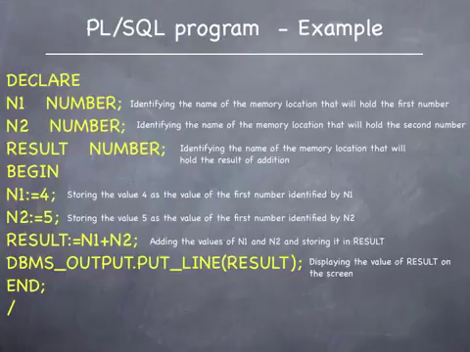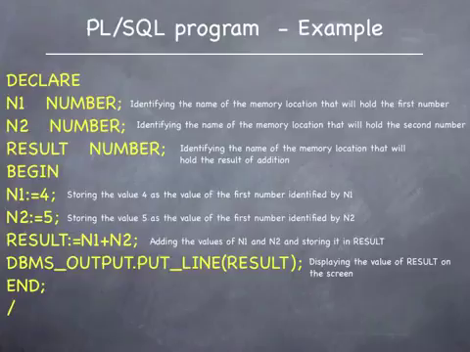The first statement, N1 colon equal to 4, assigns the value 4 to N1. The next statement assigns the value 5 to N2. This is then followed by the arithmetic of the two numbers being done. The arithmetic is done by saying result is equal to n1 plus n2.